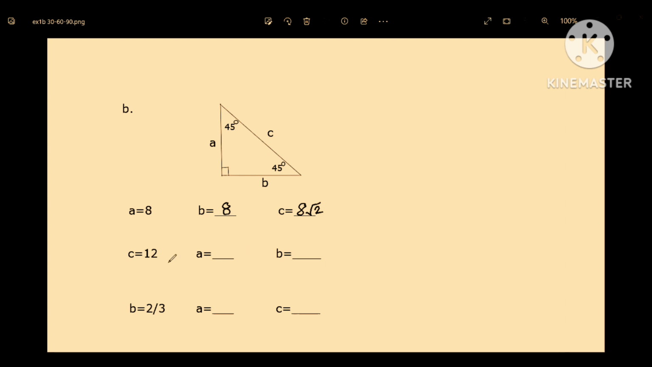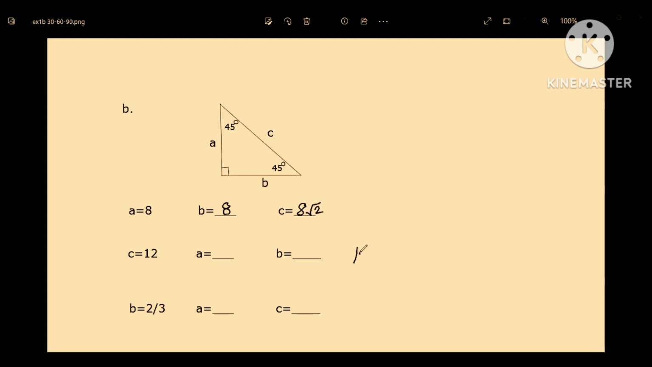Okay? Now, what if the hypotenuse is given, no? C is equal to 12. Now, to get A and B, balikan natin yung number 1, no? Supposing C is equal to 8 square root of 2. Paano ba nakuha yung 8? Di ba tinanggal lang yung square root of 2, no? But since 12 does not have square root of 2, paano natin tatanggalin yon? Now, di ba pag tinanggal mo yung square root of 2, is just like dividing it by square root of 2. Kaya naging 8 na lang. So, we do the same for 12, no?